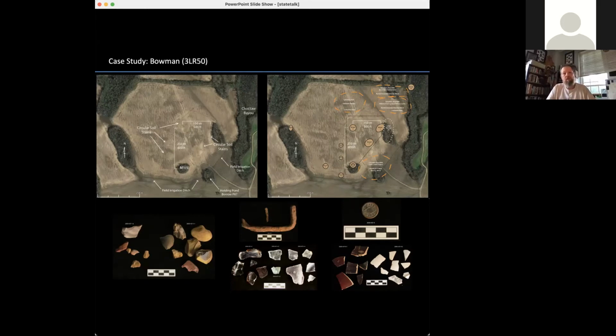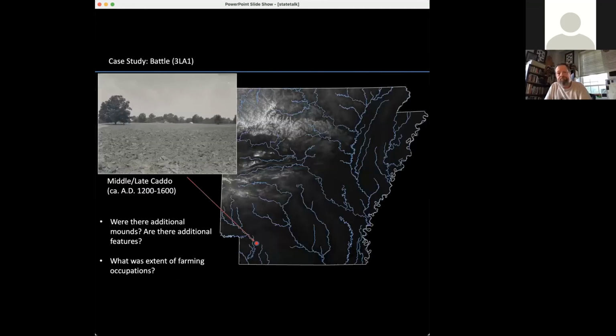Okay. So this leads me to the next case study, in which I used historical landscape imagery to help guide interpretations where I was able to collect remote sensing data. And that's another Red River site called Battle Mound. It's a single mound site, or at least that's how it's recorded. The most prominent feature is a large multi-platform mound sitting out in the middle of a field.